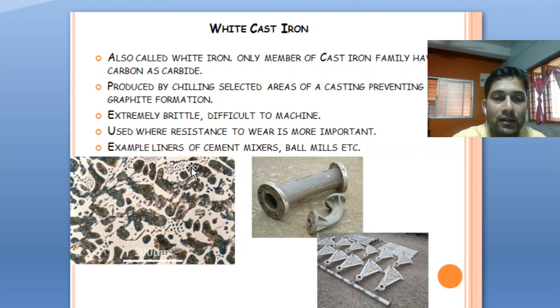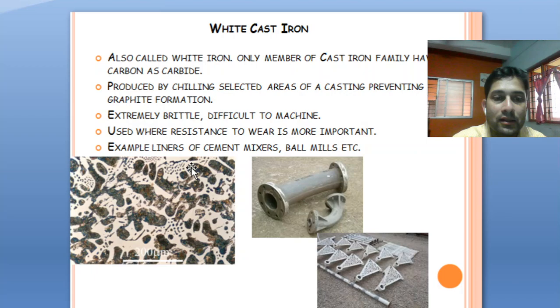So this is the microstructure which is shown on the screen. This is a white cast iron, and this is a cast component of white cast iron. You can see that they look white in color. So these are the important features of the first important type of cast iron, that is the white cast iron.